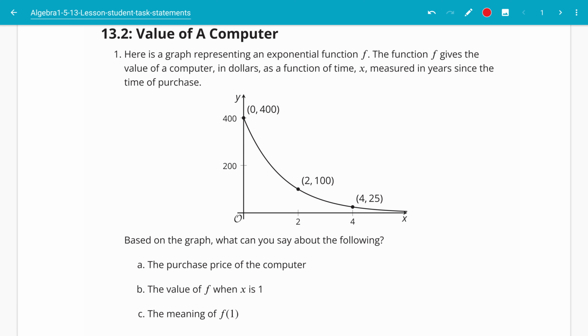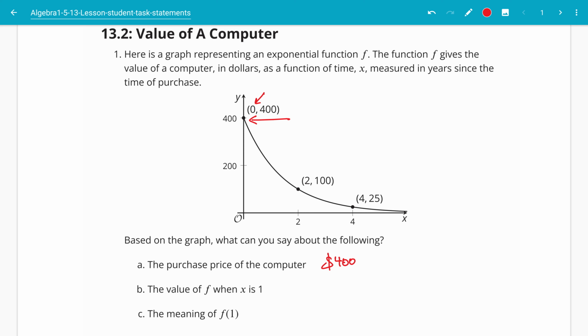The purchase price of the computer. Okay, well, I'm looking at the graph and I see right here the y-intercept is at (0, 400), and since this value is 0, that means the purchase price of the computer would have been $400.